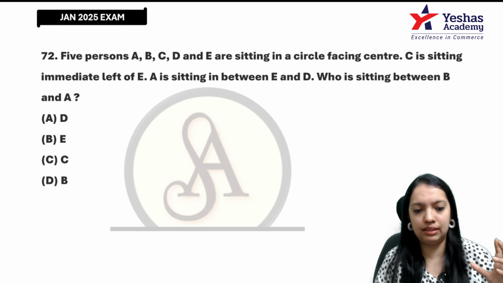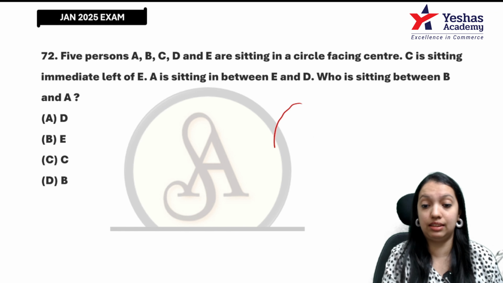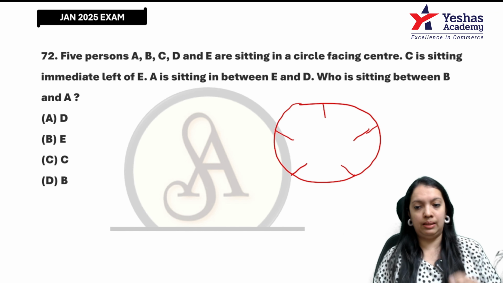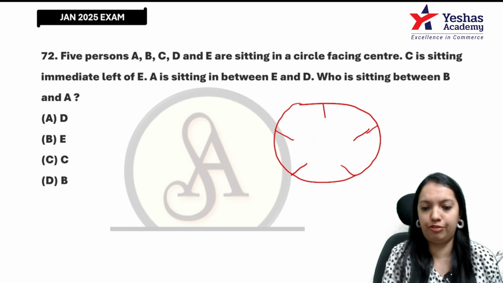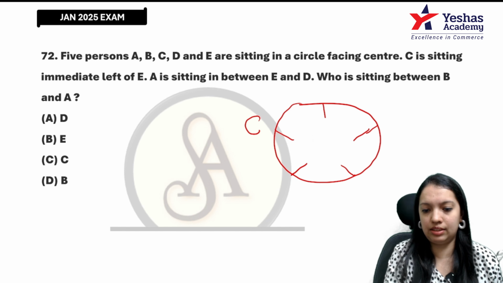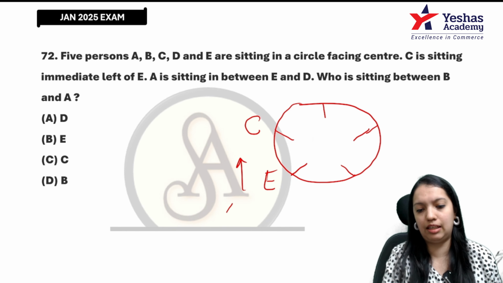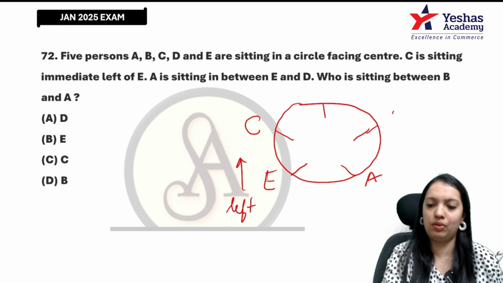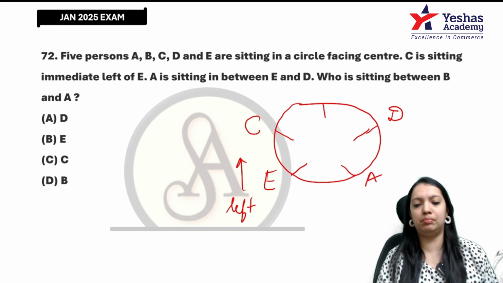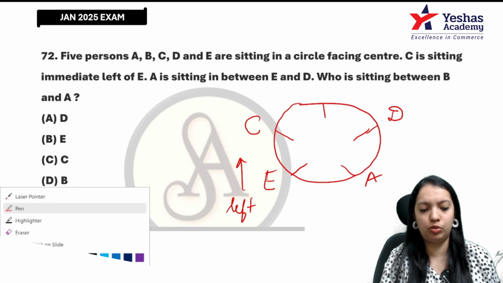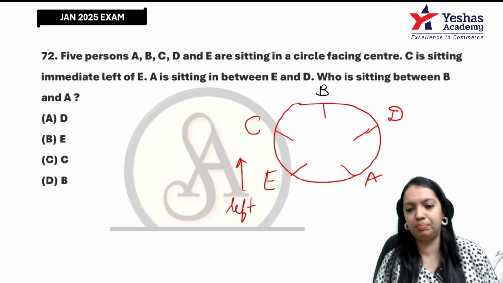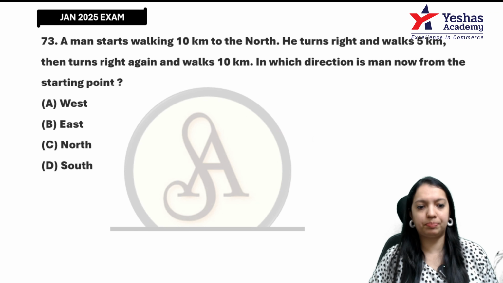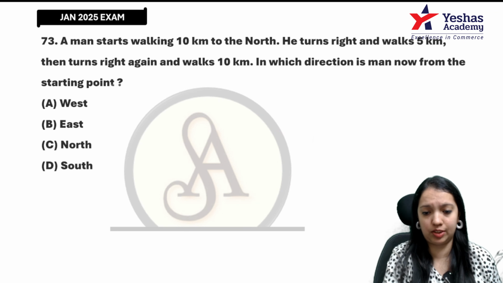Next, 5 persons A, B, C, D, E are sitting in a circle facing the center. Okay, 1, 2, 3, 4, 5 persons. C is sitting to the immediate left of E. Okay, C is on the left of E. This is known as left direction. A is sitting between E and D. Only one place is left out where you can put B. Who is sitting between B and A? Your option is D.